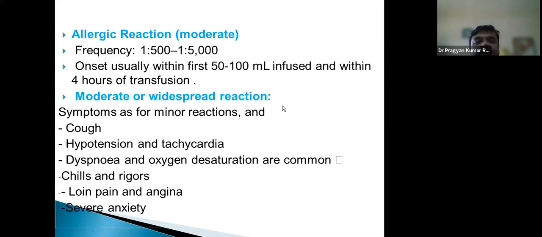So allergic reactions, as I told, are not that uncommon. Mild is 1 in 100, moderate is 1 in 500, and onset is usually within the first 50 to 100 ml of infusion. Moderate to widespread reactions can also occur in allergic form, like cough, hypotension, tachycardia, dyspnea, oxygen desaturation, chills, rigor, loin pain, angina, and severe anxiety. All these things can happen in a severe reaction.